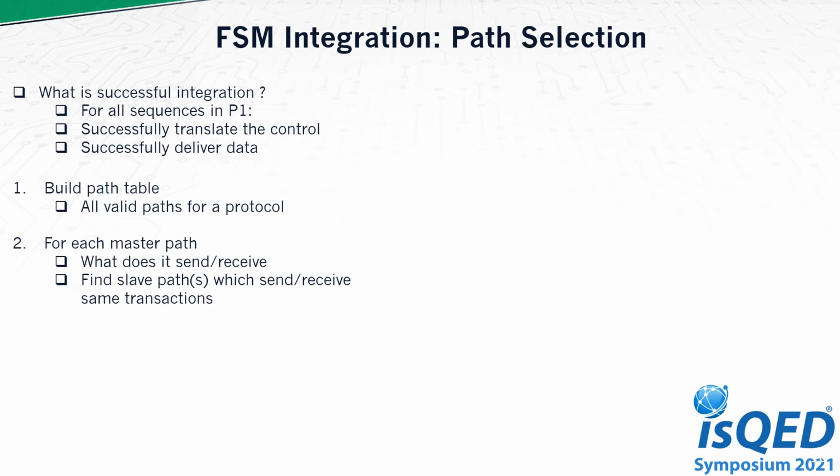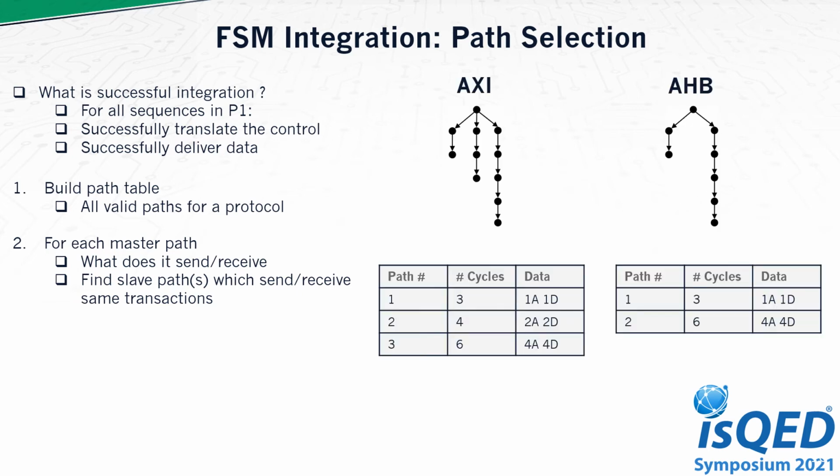Well, for all sequences in protocol 1, we should be able to translate the control signals and successfully deliver the data to protocol 2. We solve this problem by traversing both protocols and building a table of all valid sequences which look like this. For AXI, we can identify 3 paths, and in AHB, we can identify 2 paths. We keep track of the number of cycles for each path, as well as the transactions sent or received along each one. Then we loop through all the paths in the master protocol and identify the ones that send data. For each of these paths, we perform a lookup operation in the slave protocol table to identify paths we can use to satisfy the master path.